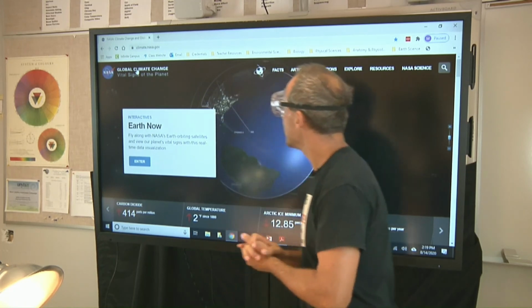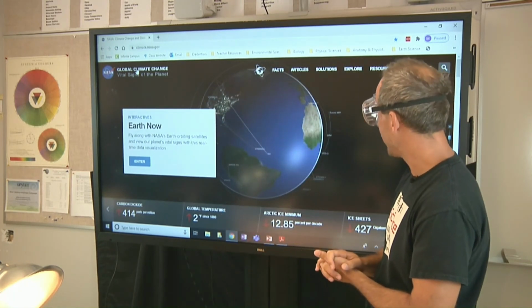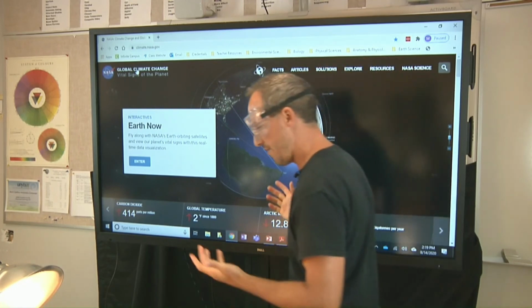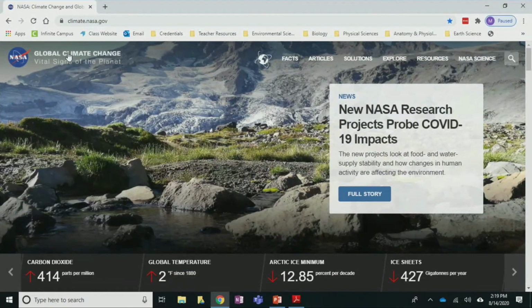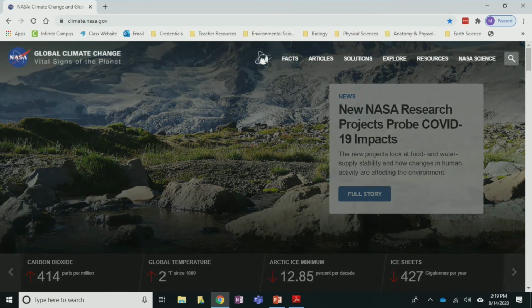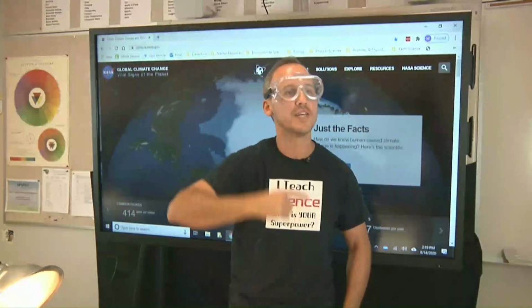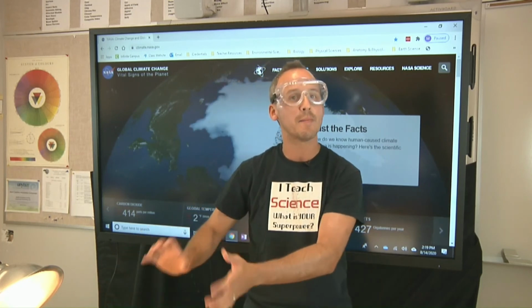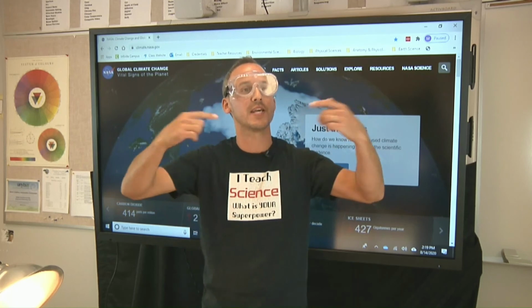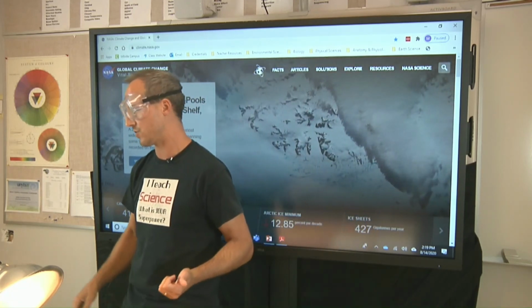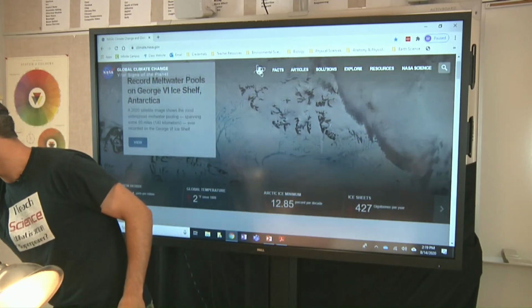Okay, so NASA.gov climate. First of all, very neat. As you look at this, you can actually see satellites. They show you satellites going around the Earth that are collecting real-time data, like we collected data in our lab activity. Well, NASA is collecting data constantly on carbon dioxide levels and stuff. So I'm going to show you that now.